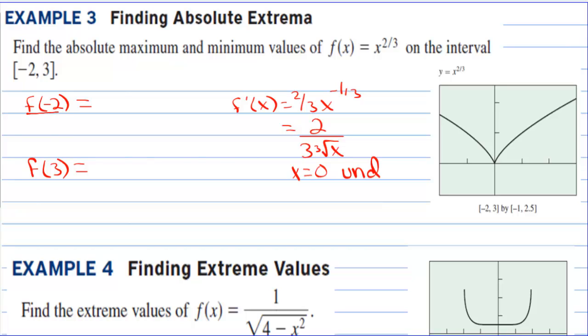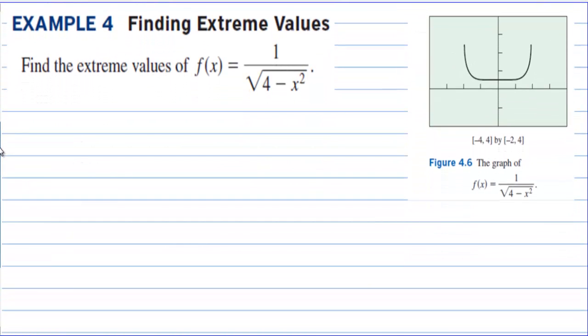So we can check f of negative 2, f of 3, and we have to check f of 0. Let's look at negative 2. We need negative 2 to the 2/3. We need 0 to the 2/3. I know that one, it's 0. And we'll need 3 to the 2/3, and we're going to use a calculator to do that.